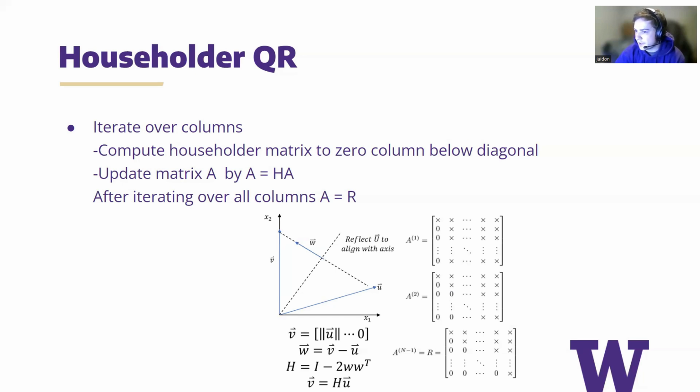And so in the Householder QR, you're iterating over every column of matrix A, and you compute the transformation matrix H, and then multiply the whole matrix by that. In the process, it zeroes out the rows below the diagonal, and then you go to the next column, and you keep doing that until you get to the upper triangular matrix R.